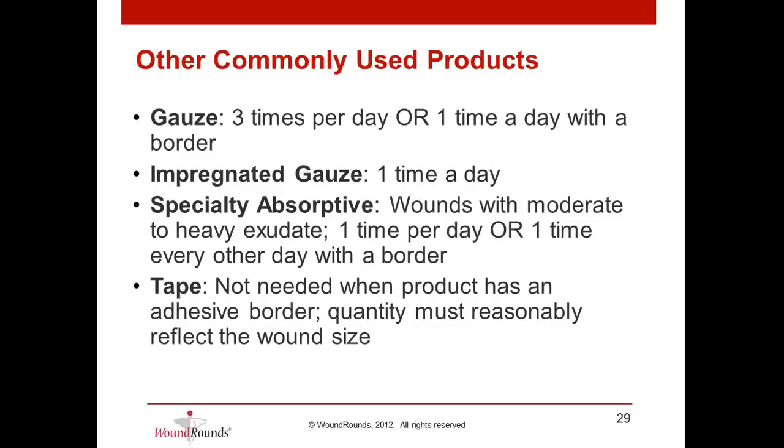Your specialty absorptive, those are your ABD pads. Those wounds need to have documented moderate to heavy exudate and are at 1 time per day or 1 time every other day for those that have a border. Tape. Tape is not ever needed when product has an adhesive border, and the quantity of the tape must reasonably reflect the wound size. Good guideline to go by, tape that's 1 inch to 3 inches, 2 rolls per month. Tape that's 4 inches, about 1 roll per wound per month.